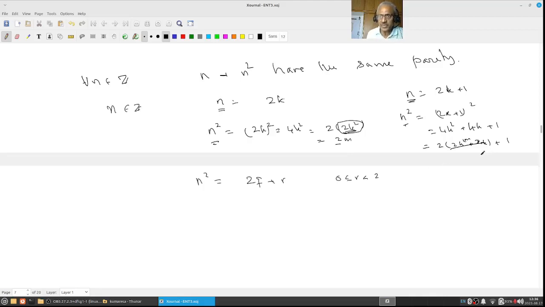Here also it works the same way. I wrote n squared as 2 times some number m plus 1, and I know this is of the form 2q plus r, where r is between 0 and 1. I have written it as 2m plus 1. By the uniqueness part, this must be the remainder, therefore this must be the quotient. That means n squared must be odd. These are the things which are never spelled out. You simply compute, and you think the proof is over. This is what I find happening in many number theory courses. Please pay attention, there is a logic involved, go through it.